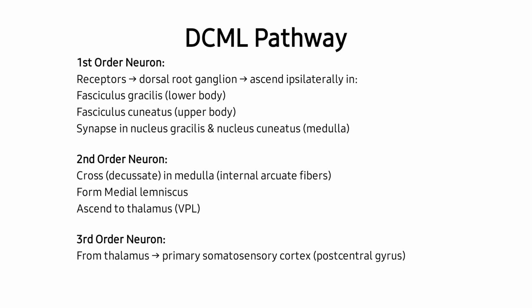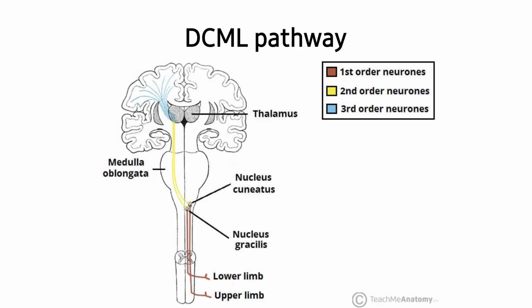And remember, the primary somatosensory cortex is found where? It is found in the frontal lobe. Okay, that's why we find the primary somatosensory cortex in the frontal lobe, if I'm not mistaken. Yes, in the postcentral gyrus. So this is a diagram that is just demonstrating the fibers, the order neurons that we have here and how they ascend.